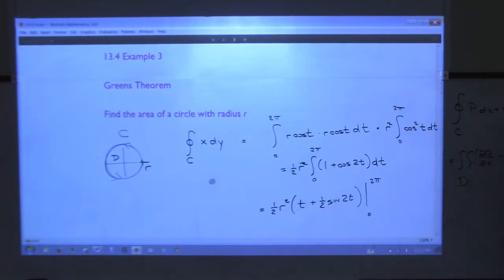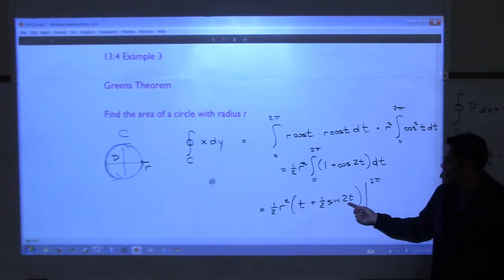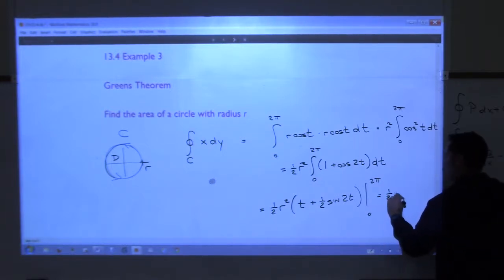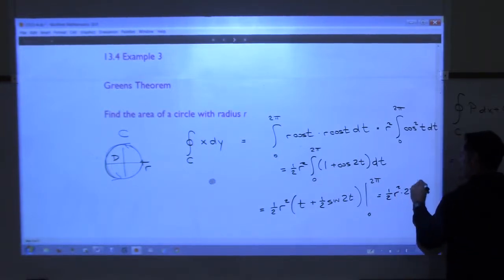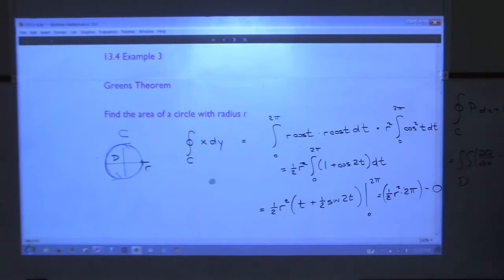So what do you get when you plug in 2 pi? 2 pi plus 4 pi, sine of 4 pi is 0, so you just get 1/2 r squared times 2 pi, yes? 1/2 r squared times 2 pi, then minus what? 0. So the 2's cancel and you get pi r squared. That is the longer way to show that the area of a circle of radius r is pi r squared.